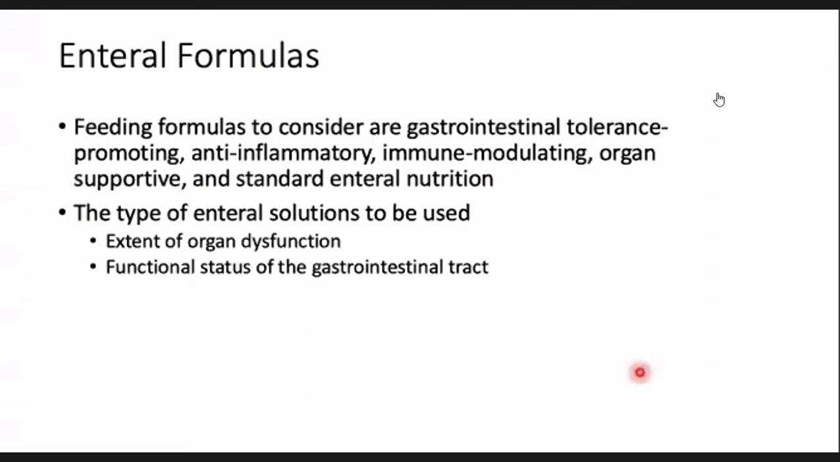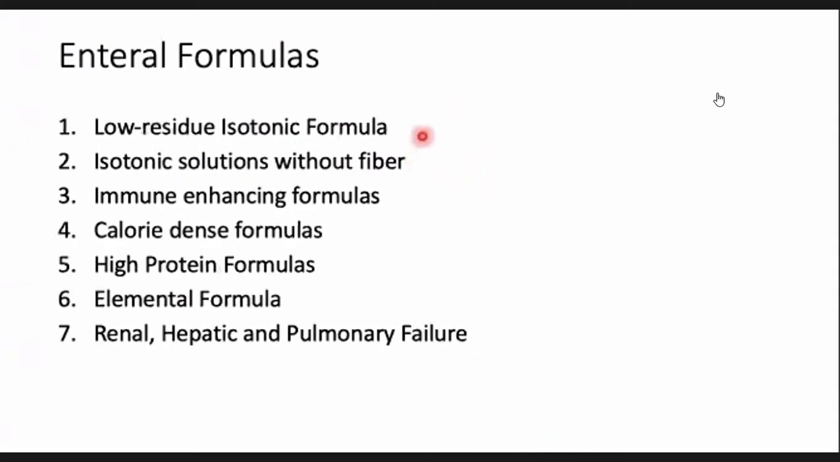There are feeding formulas that are considered to be gastrointestinal tolerance promoting, anti-inflammatory, immune modulating, organ supportive, and standard in the giving of enteral nutrition. The type of enteral solutions to be used will depend on the extent of organ dysfunction and the functional status of the GI tract. Types of enteral formulas include low residue, isotonic solutions, immune enhancing, calorie dense formulas, high protein formulas, elemental, and specific for renal, hepatic, and pulmonary failure.